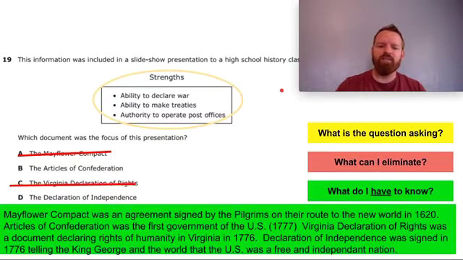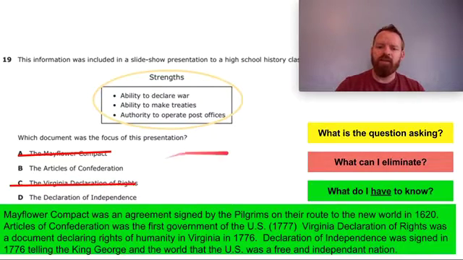Let's go over what all four of these things are real quick. The Mayflower Compact was an agreement signed by the Pilgrims on their route to the New World in 1620, right? Just forming their first type of government. Articles of Confederation was the first government of the United States in 1777. The Virginia Declaration of Rights was a document declaring rights of humanity in the colony of Virginia in 1776. Declaration of Independence was signed in 1776, and it was declaring the independence from King George in Great Britain, basically telling him and the world that the U.S. was a free and independent nation.